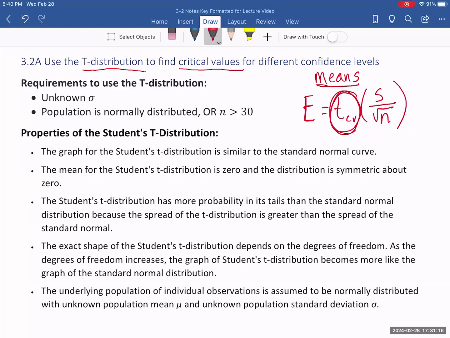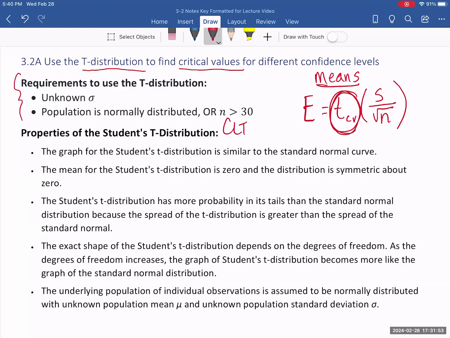Let's do it. So a reminder about when to use the T distribution. The requirements are that we have an unknown sigma, the population standard deviation, which is almost always the case. We don't know the population standard deviation most of the time, which is why we're using the T distribution. And then either the population is normally distributed or my sample size is greater than 30, the same requirements we had for the central limit theorem.